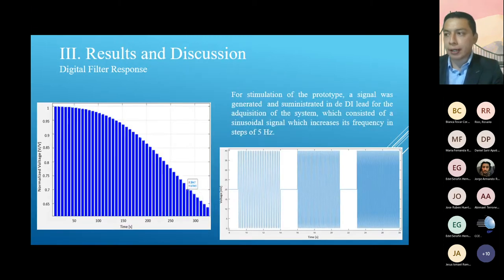Results and discussions. For stimulation of the prototype, a signal was generated with a sinusoidal signal with a frequency that increments in steps of 5 Hz. Approximately at the frequency of 200, the input-output ratio is close to 0.7, which corresponds to the cutoff frequency.